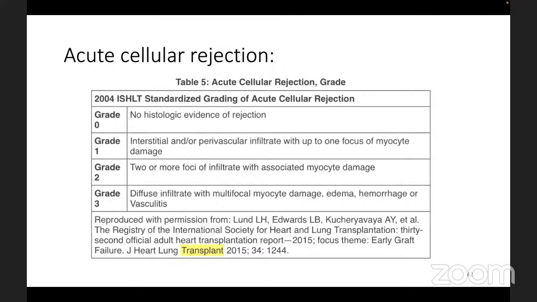So we have this table about the acute cellular rejection grades. Grade zero, no histological evidence of rejection from the biopsy. Grade one, you will have some interstitial and perivascular infiltration with up to one focus of myocyte damage. In grade two, you have two or more foci of infiltration associated with myocyte damage. And grade three, you have diffuse multifocal myocyte damage, edema, hemorrhage, and vasculitis.